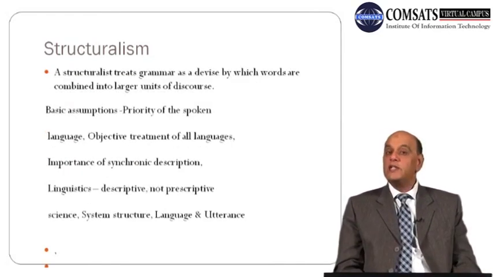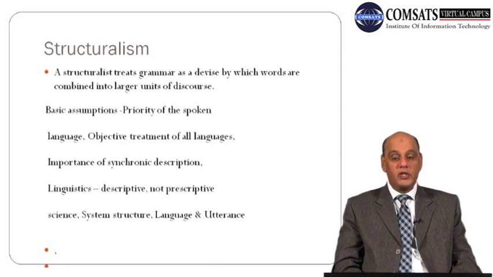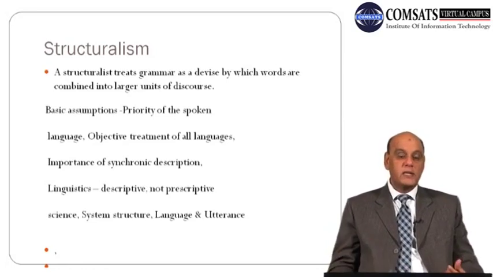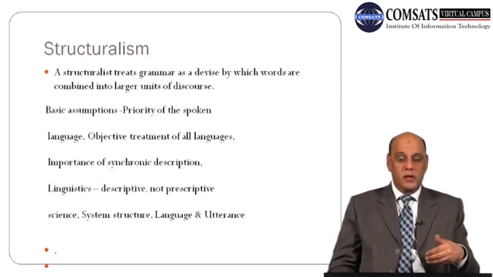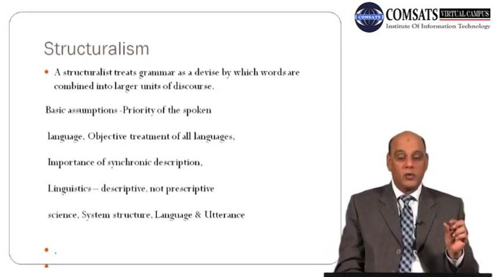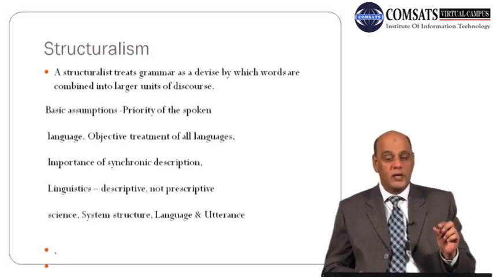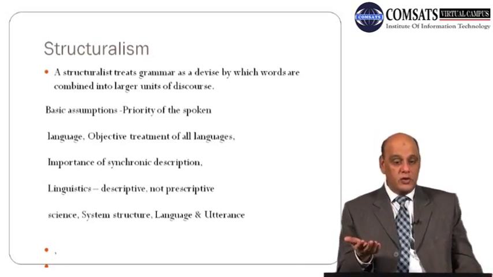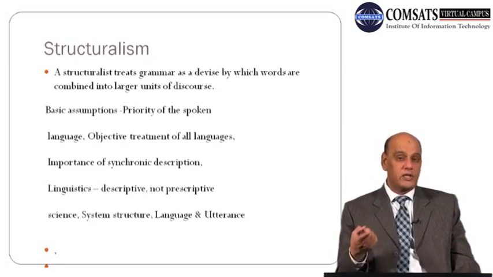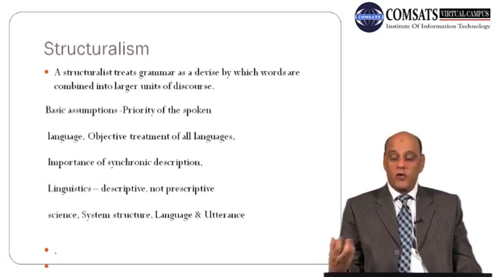Now a structuralist treats grammar as a device by which words are combined into larger units of discourse. What is a structuralist doing? A structuralist is taking language or grammar just as a device by which the words are combined into larger units of discourse. The rules, the device, like a part of a machine, right? And using that part, you are applying those rules and arranging the words. You are combining words to form larger units of discourse.